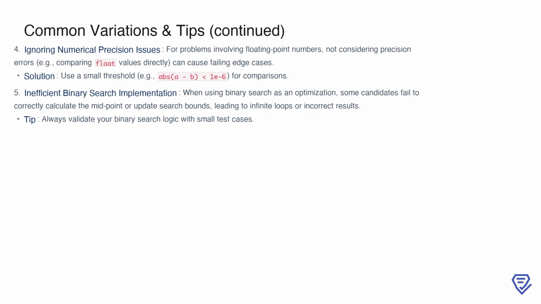Additionally, binary search implementation is a common source of inefficiency. Errors like incorrectly calculating the midpoint or improperly updating search bounds can lead to infinite loops or incorrect results. To avoid these pitfalls, it's crucial to validate your binary search logic with small, manageable test cases. This step helps ensure that your implementation is both correct and efficient, especially under edge conditions.